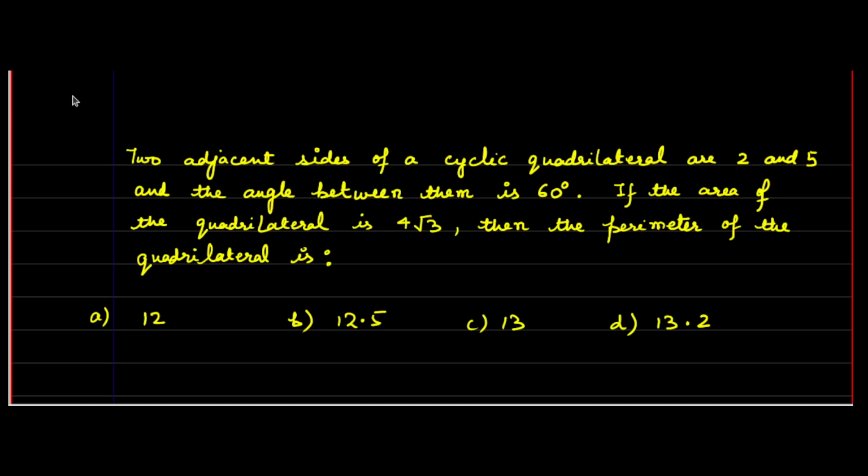So let's begin. Two adjacent sides of a cyclic quadrilateral are 2 and 5 and the angle between them is 60 degrees. If the area of the quadrilateral is 4 root 3, then the perimeter of the quadrilateral is? Four options are given. So let's begin by drawing the diagram of this question.